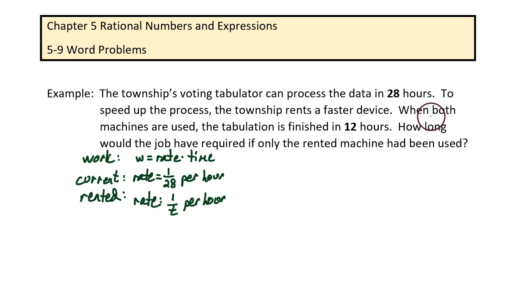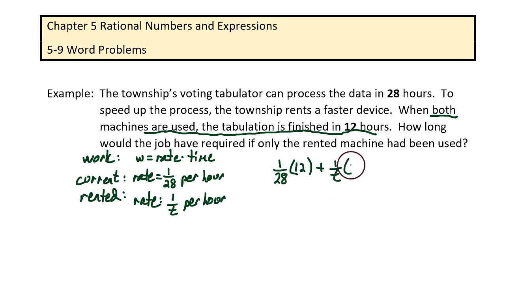One of the sentences in the problem talks about if both machines were operating, that the tabulation process would take 12 hours. From that sentence, we can create an open sentence. What is an expression for the amount of work done by the currently owned machine? To find that, you take its rate and multiply by the time that it's working. We're told that it works for 12 hours. To that, we'll add the amount of work done by the rented machine. Take its rate and multiply by the time that it's working, 12 hours. When you add these together, that's the total amount of work, which is one tabulation job.